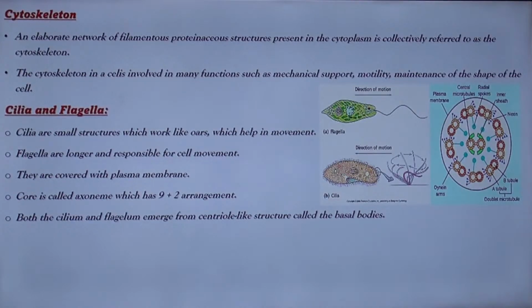And then what is cilia and flagella? Cilia are small structures which work like oars and help in movement. So we have known that this is the structure, with direction of motion. Cilia move in a peristaltic movement in one direction, whereas flagella are long and responsible for cell movement, and they are covered with plasma membrane.